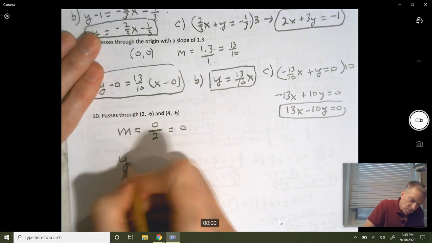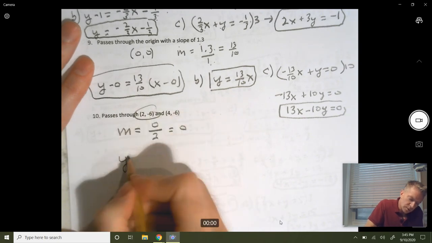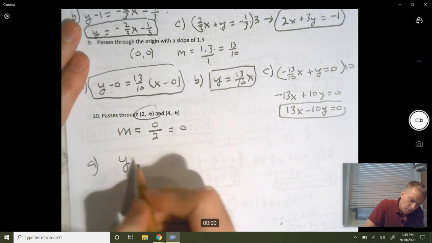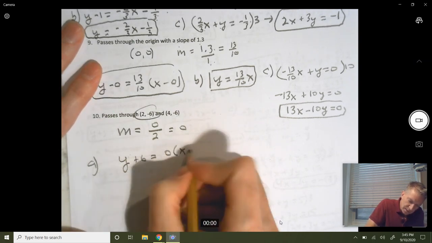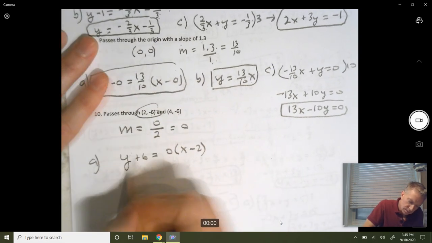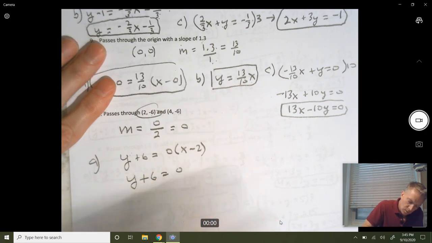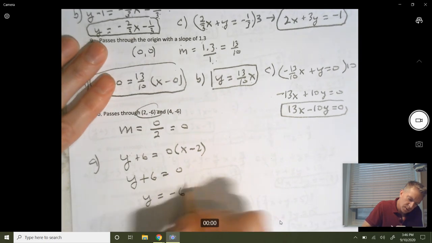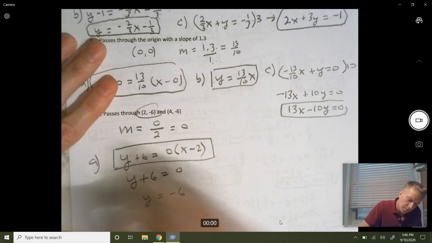So you've got y. And we can use one of these points if we do the actual step-by-step. So y plus 6 equals your slope times x minus 2. This doesn't make a whole lot of sense as an equation. So y plus 6 equals 0, or y equals negative 6. Okay. So that would be point slope form.